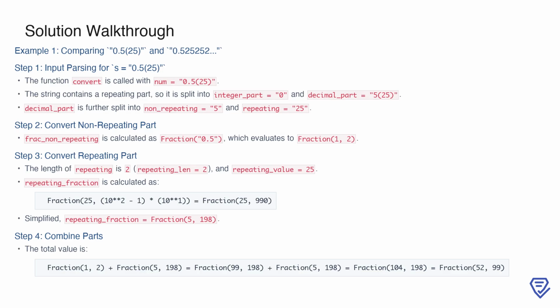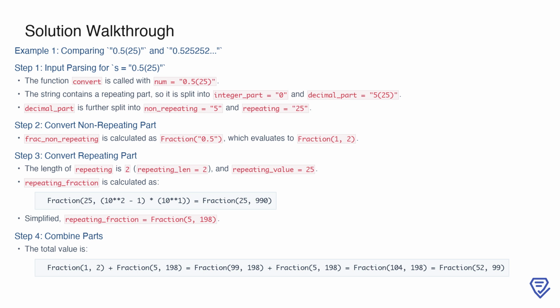To solve the problem of comparing two rational numbers, we start by examining the first input, s equals 0.5(25). The function convert is called to process this number. Since the input contains a repeating part enclosed in parentheses, the string is split into two components, integer_part equals 0 and decimal_part equals 5(25). The decimal part is further divided into non_repeating equals 5 and repeating equals 25.